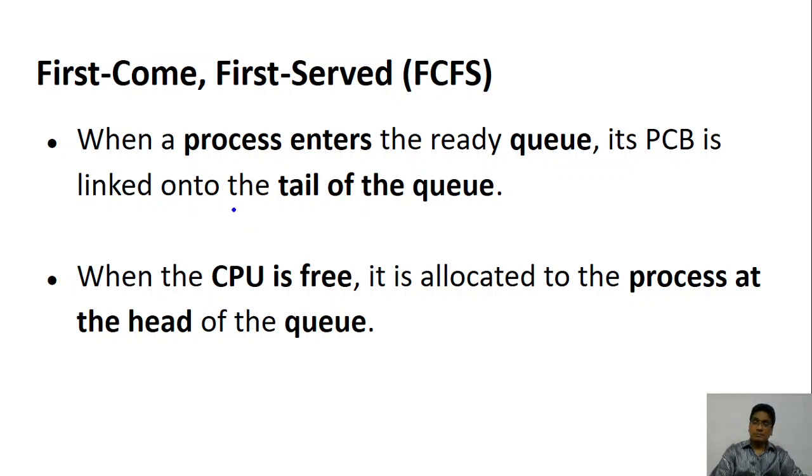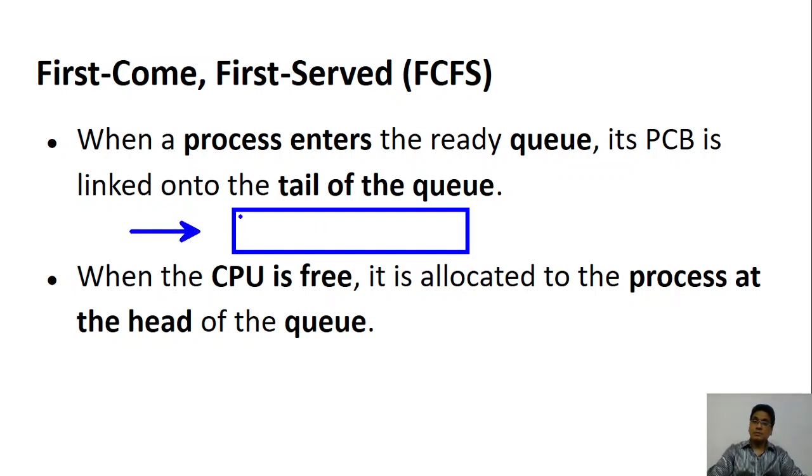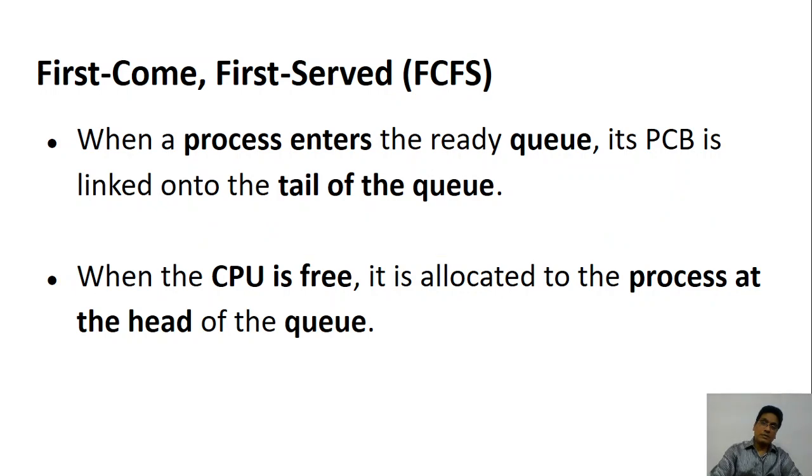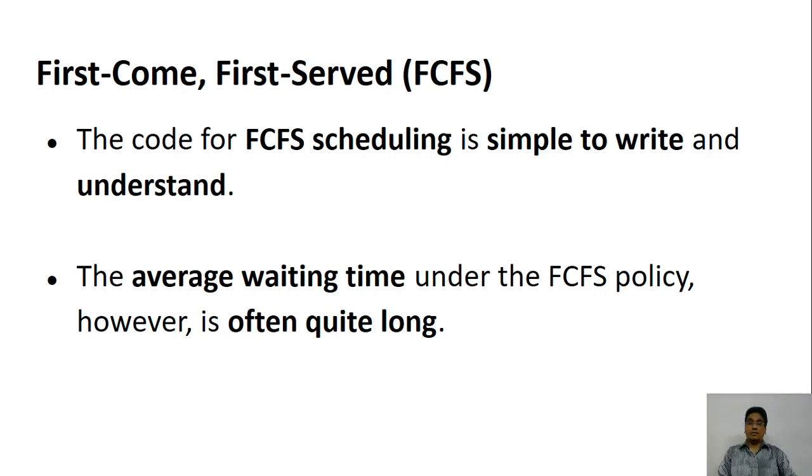We have a queue here, and whenever a process enters into the system, the process control block of that process is added at the end. We usually use a linked list, but just assume that we are adding at the end. Whenever the CPU makes a request for a new process, the process at the front of the queue will be given. So the newer process will be added at the end, and the older process will be served first. This is the idea used in the first come first serve algorithm.